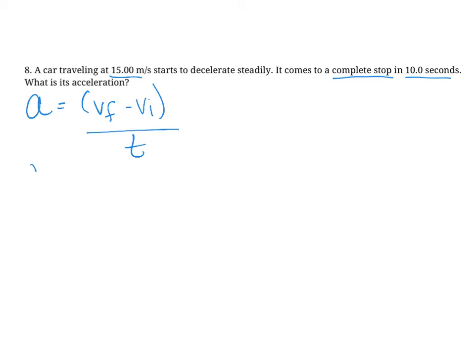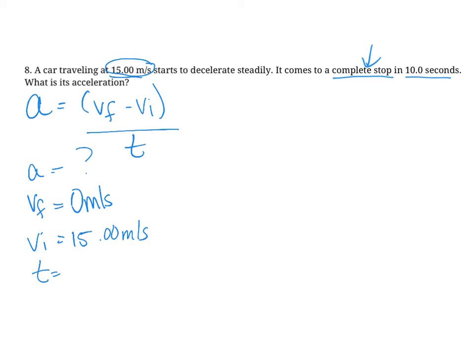So I'm going to identify my variables again because I think that's the easiest way of going about this. I know I'm looking for acceleration, so that's my question mark. My final velocity, what happened at the end? What was my car doing? Well, it was at a complete stop. If it's at a complete stop, that means it's 0 meters per second. My initial velocity is 15 meters per second, what I was starting at. And my time that it took to slow down was 10 seconds.